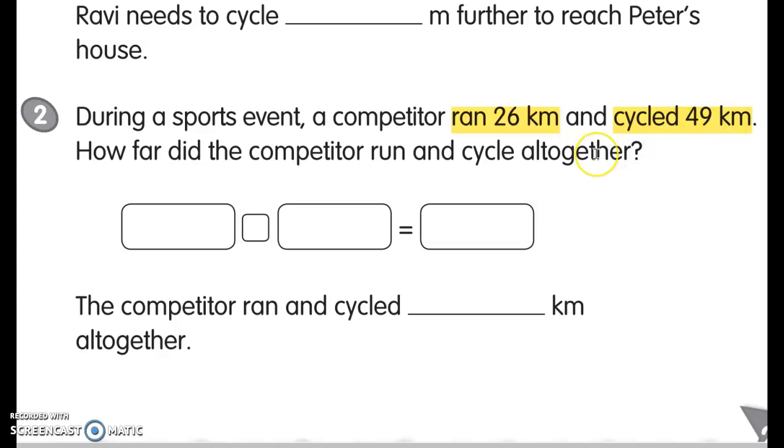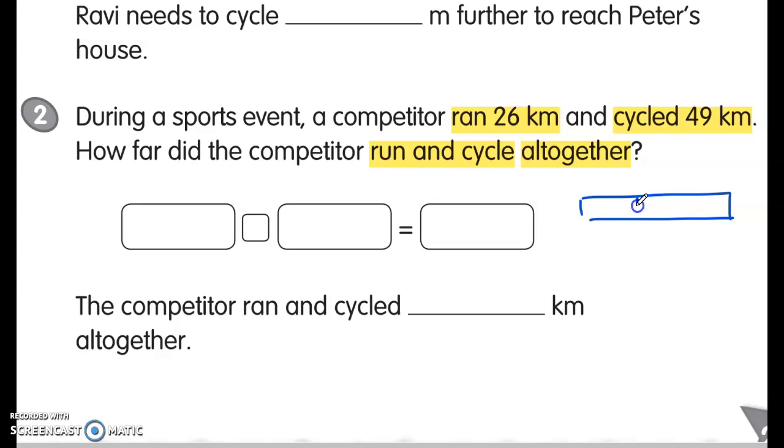Okay, so what do we need to find out? Run and cycle altogether. So this is very straightforward, right? If you are to draw a model, what kind of model do we use to represent this question? I think I hear some of you said part whole model, right? So I'm just drawing to show you.